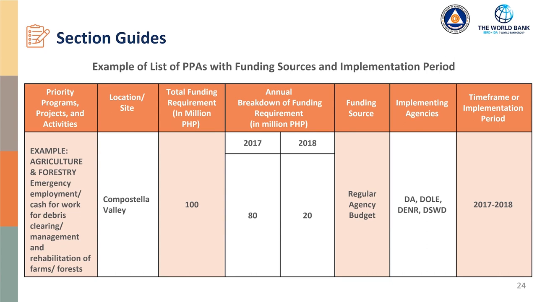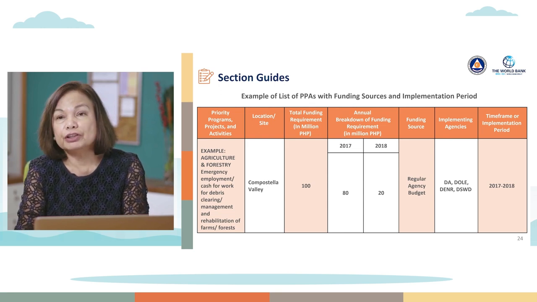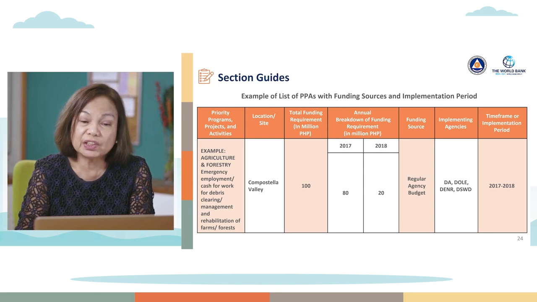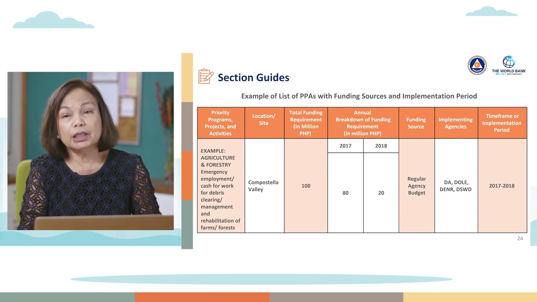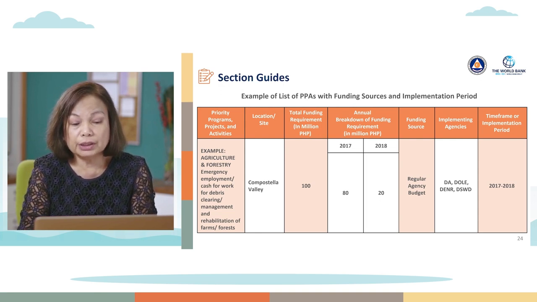What we have here as an example refers to agriculture and forestry. What activities have been undertaken under this sector? You have emergency employment, cash for work, for debris clearing, management and rehabilitation of farms. These are usually the activities being implemented after a disaster. Diba? Lilinisin mo yung mga kalat dyan. So, binabayaran yung mga tao who have been hired to do such activities.